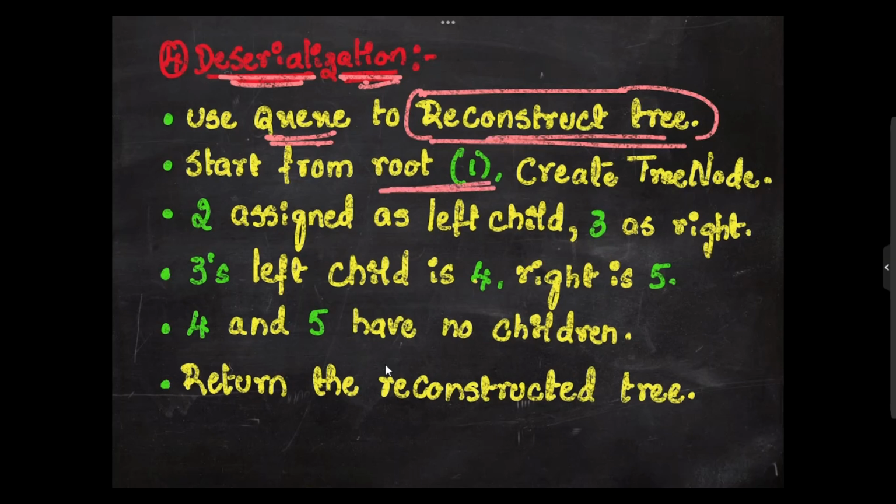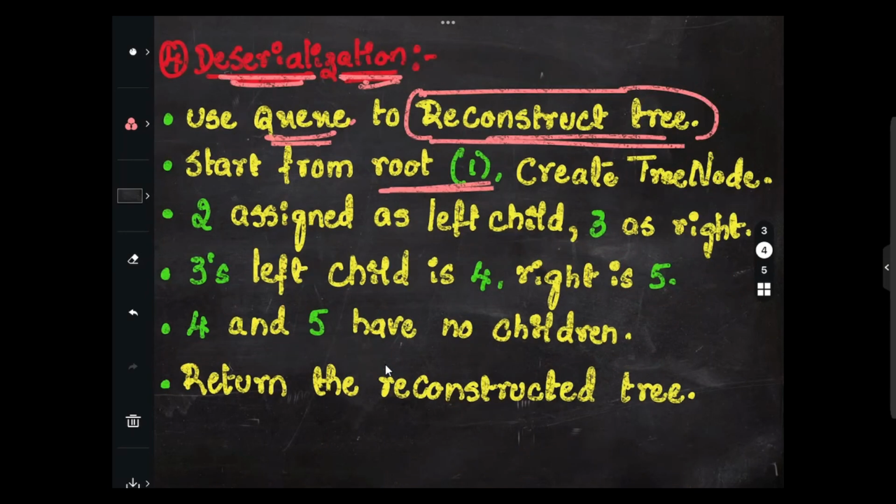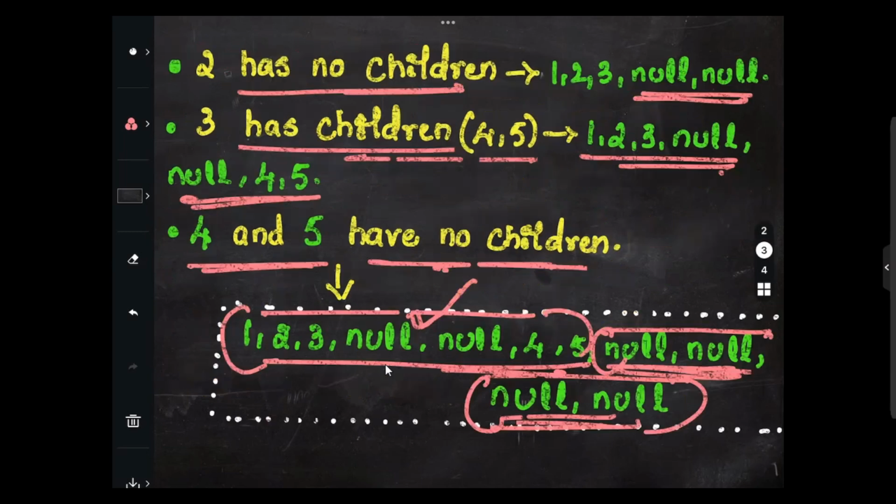We will start from the 1. When I say 1, this one I'm speaking of. Again, we are starting from the 1 here, right? So we'll start from 1, we'll create a tree node. This is fine, so it is easy to understand. 2 is assigned as left child and 3 as right. We have 1 2 3 null null 4 5, right? So 1 tree node, this one 2 will be assigned as left subtree, and 3 will be assigned as right child or right subtree, right?